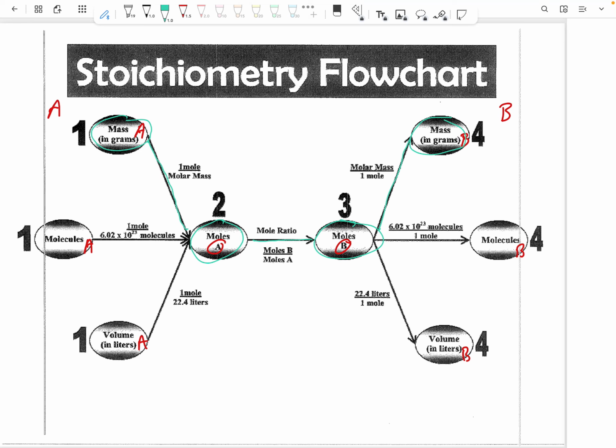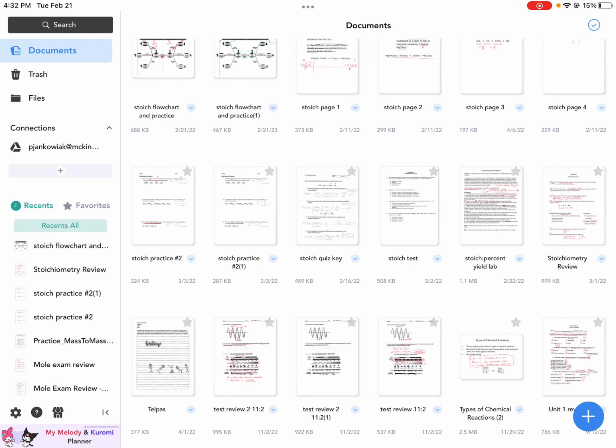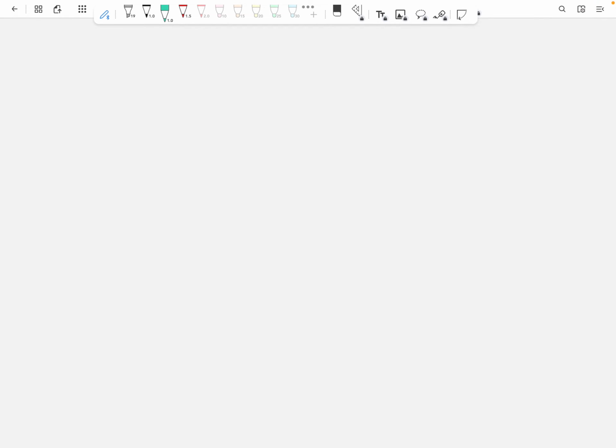So for today, what I'm going to do is just show you how to solve a mole to mole problem, and that's from number 2 to number 3. And if you look in the middle, we have something called a mole ratio. The moles of B, which is what you're trying to find, and the A is what you already know. We're trying to find on the right side, what we know on the left side. So let me go to a problem here. I'm going to go to an old stoichiometry review right here.